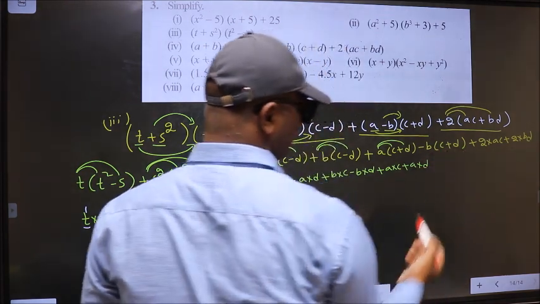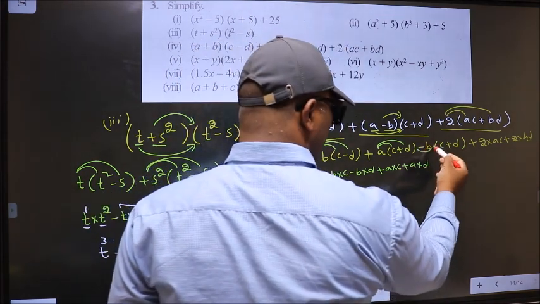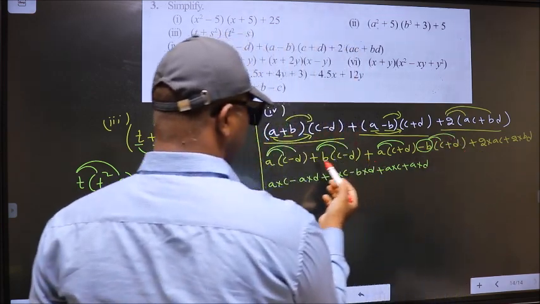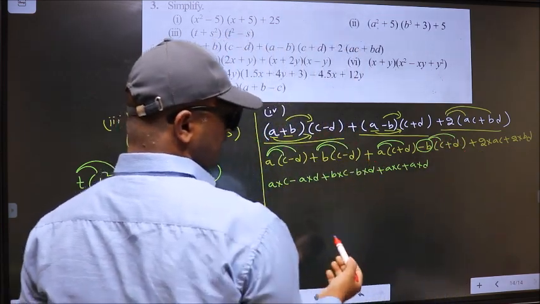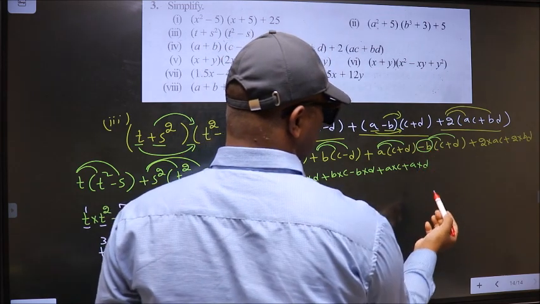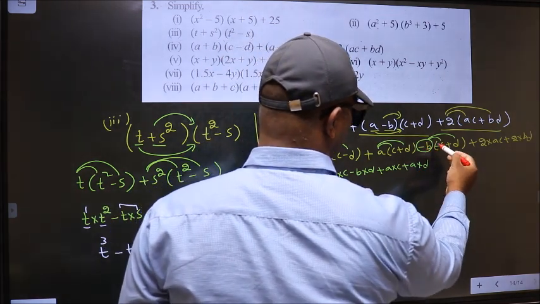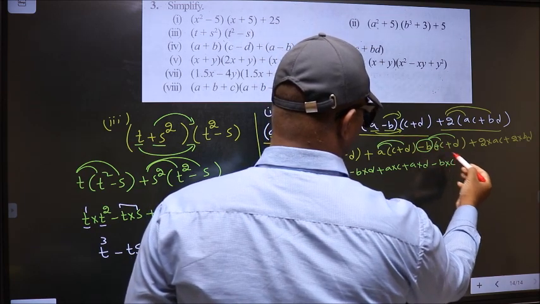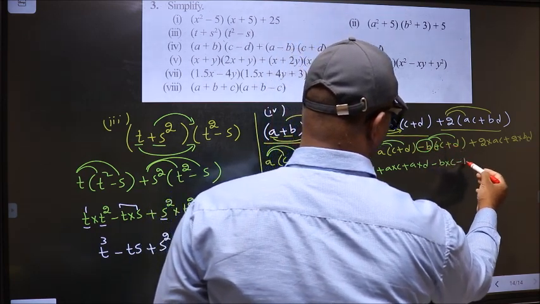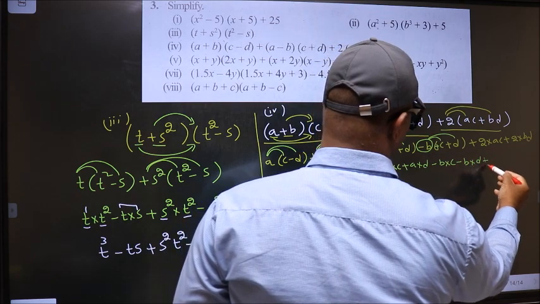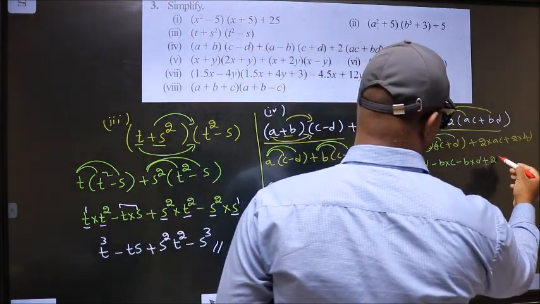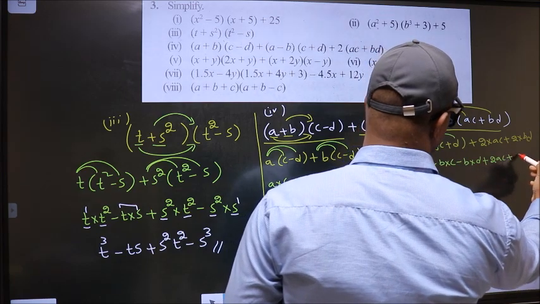Now here careful, here we should open up the brackets with minus b. Over here it was plus, so it was easy. Now here it is negative. First negative into plus, minus b into c. Now minus into plus, minus b into d. And over here 2 into ac is 2ac plus this is 2bd.